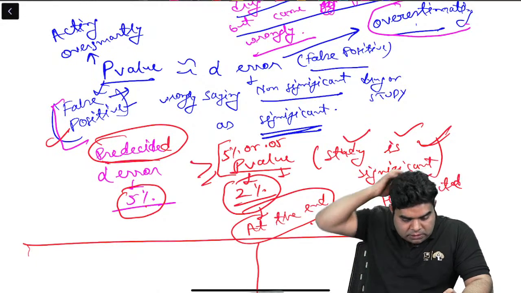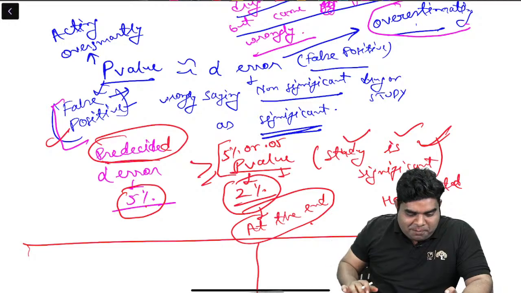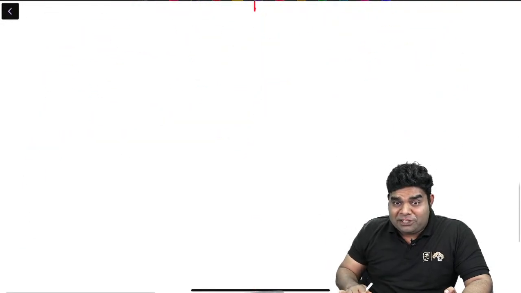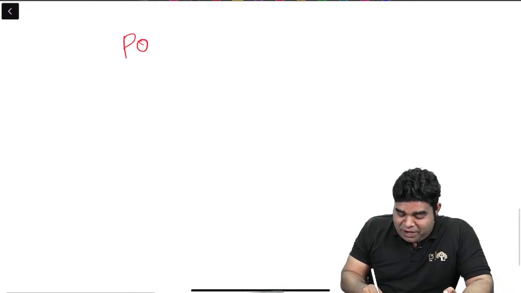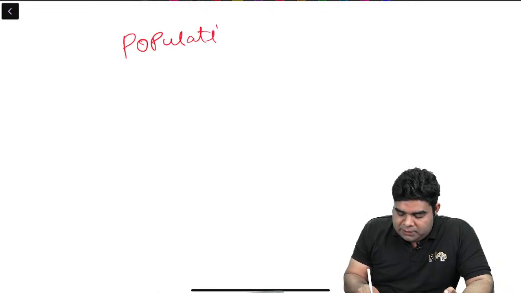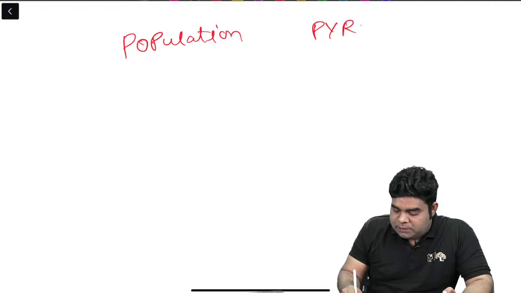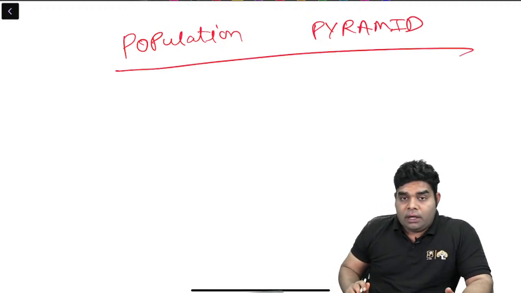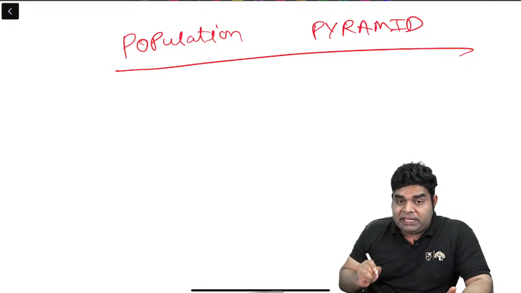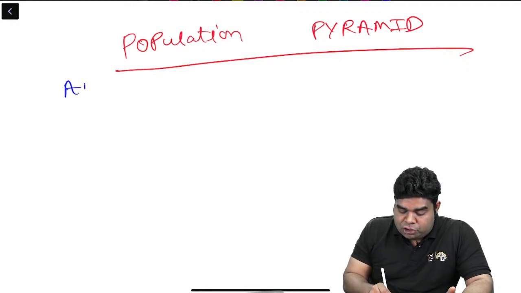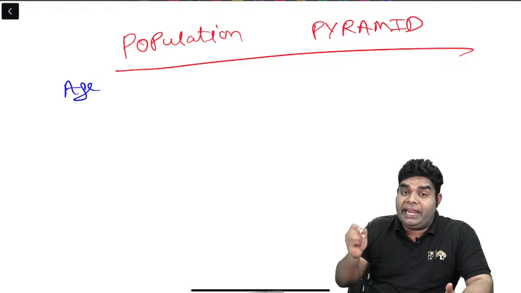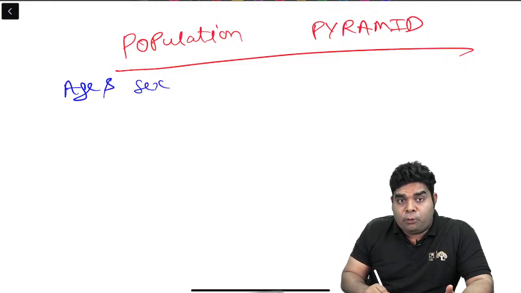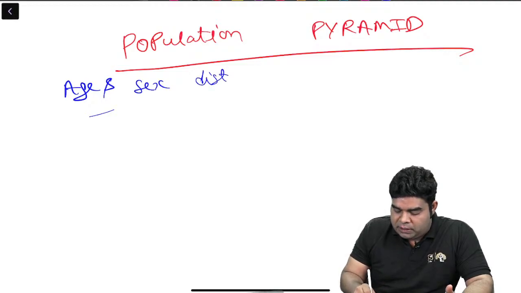Pyramid chart, sir. Pyramid chart. You know about population pyramid. What a pyramid chart is, I have heard for the first time. The one question they ask from population pyramid is, does it tell about age distribution or does it tell about age and sex distribution? So remember, population pyramid tells about both age and sex distribution.